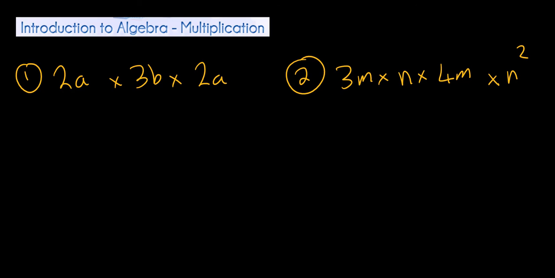Okay, so hopefully you've done that now. Let's multiply the numbers together. 2 times 3 is 6. 6 times 2 is 12. And we've got a squared b. Let's multiply the numbers together then. We've got 1's as coefficients here. So we've got 3 times 1 is 3 times 4 times 1, which is 12. So we've got like terms here, and we've got like terms here. Let's do the m's. m times m is m squared. And we've got n to the power of 1 multiplied by n squared, which is n cubed.